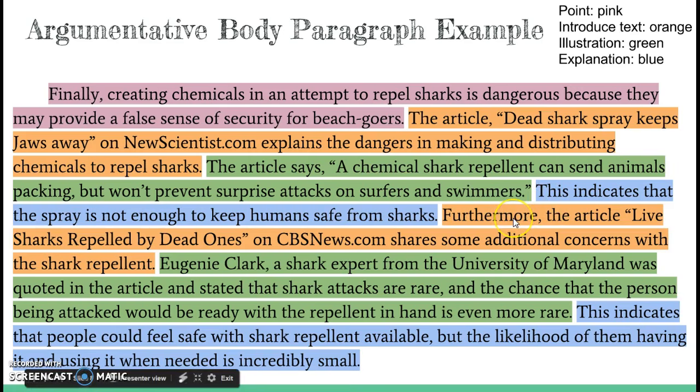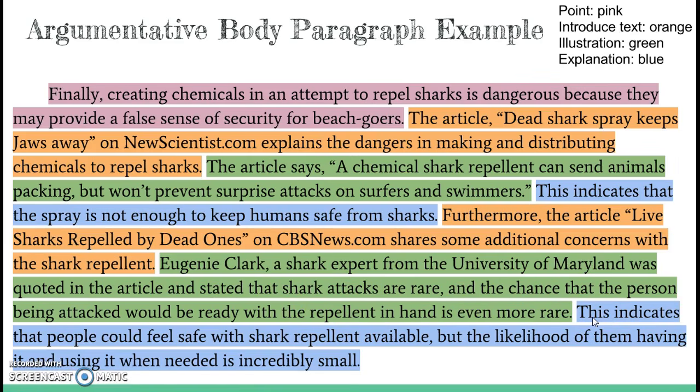For the second half of this pie paragraph, I want to support my point with evidence from a different text. So I have to introduce that text, which is why I have another orange sentence here. Furthermore, the article Live Sharks Repelled by Dead Ones on CBSNews.com shares some additional concerns with the shark repellent. Eugenie Clark, a shark expert from the University of Maryland, was quoted in the article and stated that shark attacks are rare, and the chance that the person being attacked would be ready with the repellent in hand is even more rare. Now I'm going to explain that indirect quote.